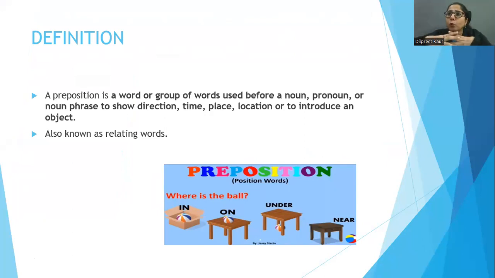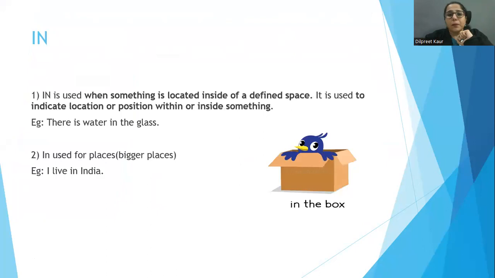There are majorly two things which prepositions talk about. One is time and one is place, the position basically. So आज के वीडियो में हम बात करेंगे बहुत ही important preposition के बारे में, which is in. Now, in is used when something is located inside of a defined space. It is used to indicate location or position within or inside something.